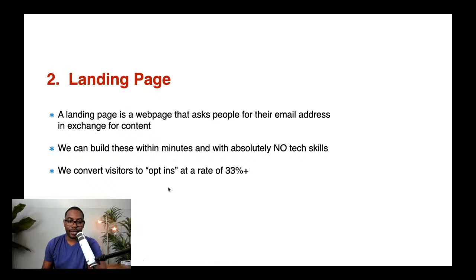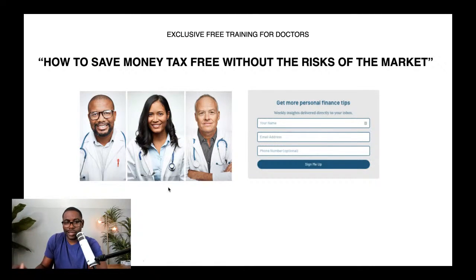And so next is the landing page. And the landing page is different than a website. It's a web page that asks people for their email address in exchange for some information, right? For some content. And we can build these in minutes, and it's literally no tech skills. So for example, the 76 new agents in our program, they get the templates and the websites with the click of a button imported right into their accounts, right? And this landing page converts visitors, which we call opt-ins, at a rate of up to 33%, right? So let's take a look at a landing page. Not just saying what a landing page is, I'm going to show you exactly what a high converting landing page looks like, right?